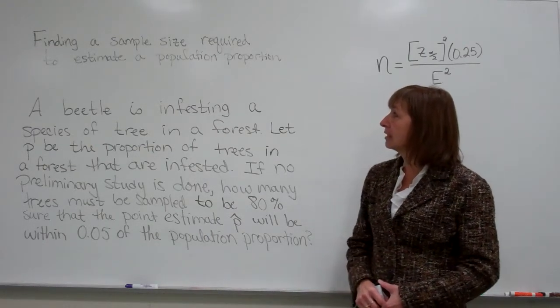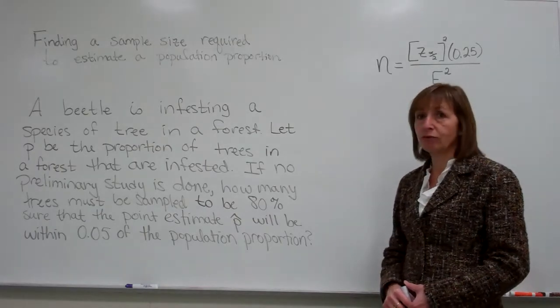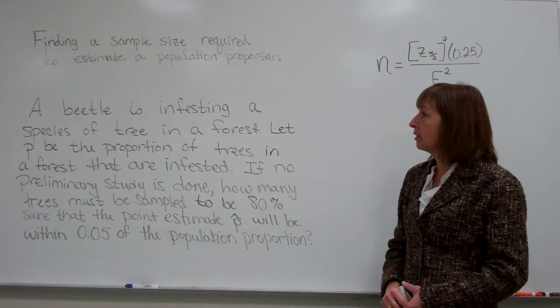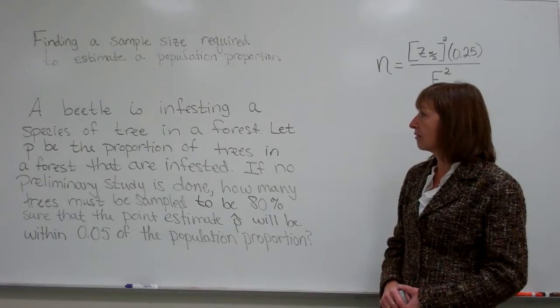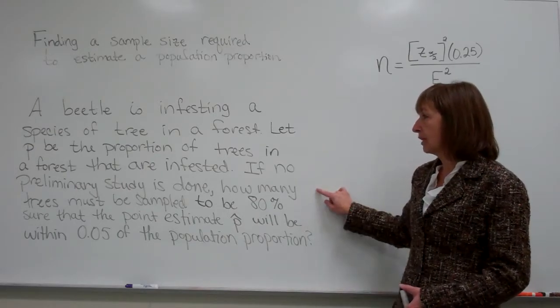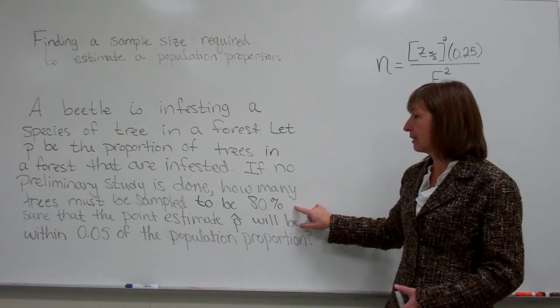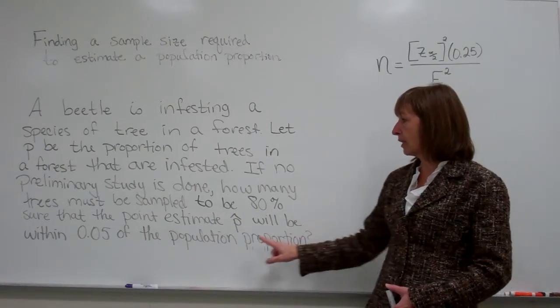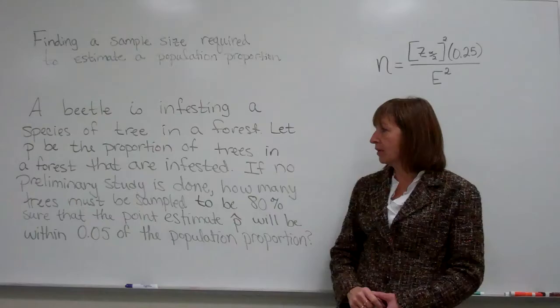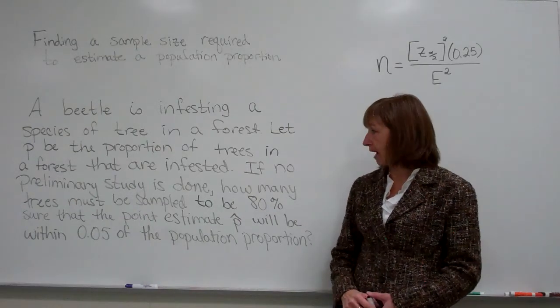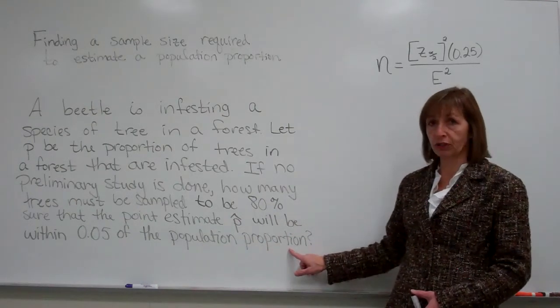So it says a beetle is infesting a species of tree in a forest. Let P be the proportion of trees in the forest that are infested. If no preliminary study is done, how many trees must be sampled to be 80% sure that the point estimate P hat will be within 0.05 of the population proportion?